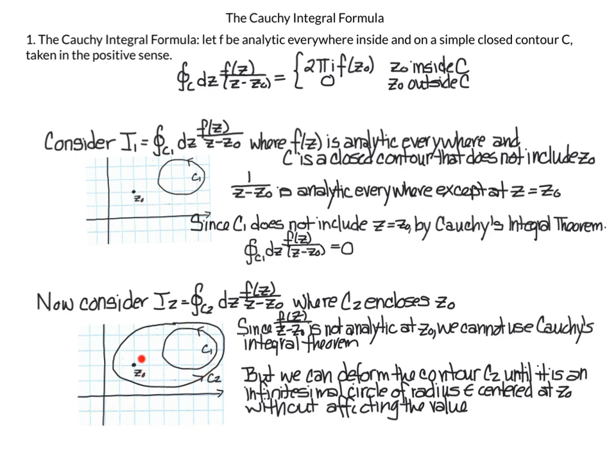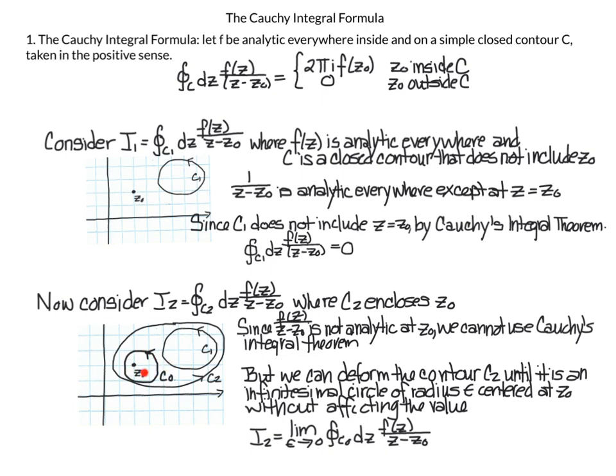So we're just going to shrink down C2 so it barely circles z naught. And now I'm going to consider this small little circle, which I didn't make infinitesimally small because I need to draw it and notate it. I'm going to call that C0. So we're going to consider the integral, the limit as epsilon approaches 0, of C0, where epsilon is the radius of this circle, dz f of z over z minus z naught. So we're going to take a closer look at this integral.